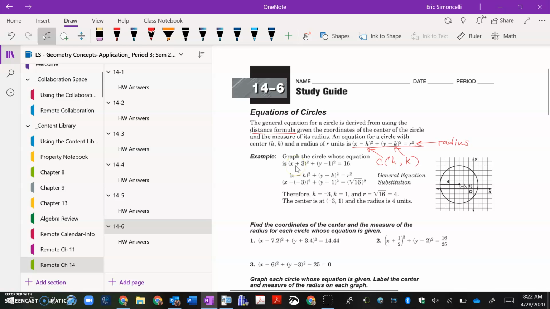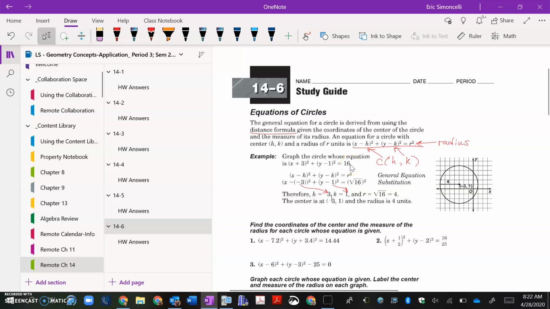Graph the circle whose equation is x plus 3 quantity squared plus y minus 1 quantity squared equals 16. Okay, so x minus h, in the context of x plus 3: minus a negative 3 is the same as x plus 3, so your h value is technically negative 3, not positive 3. And then y minus 1, well, the formula speaks to y minus a number, which we have as k. There it is, 1.